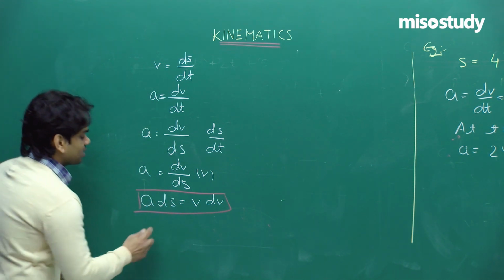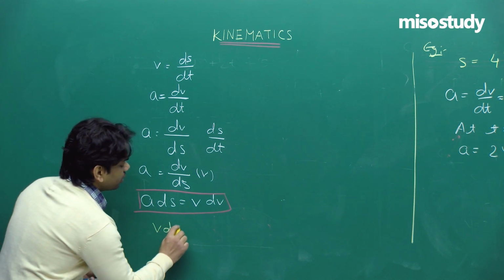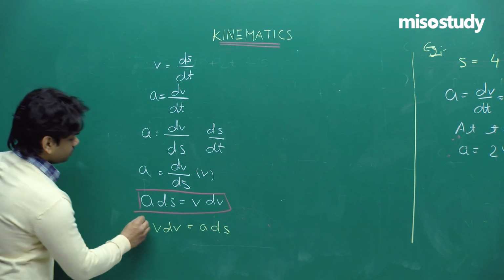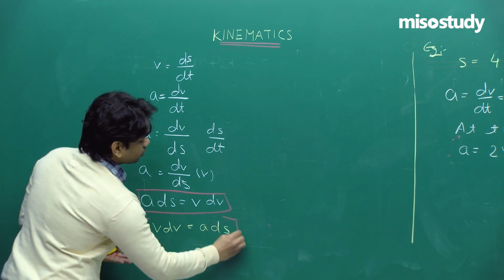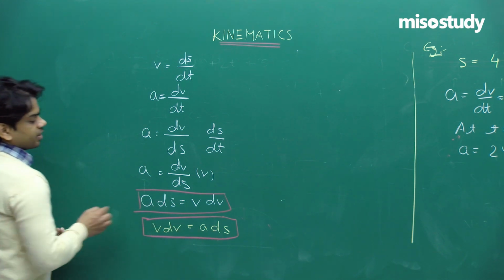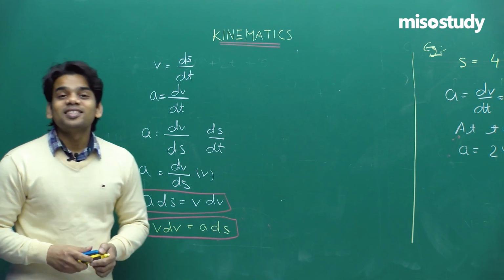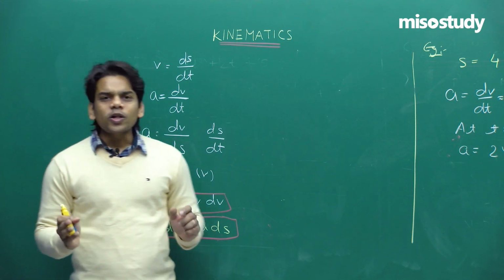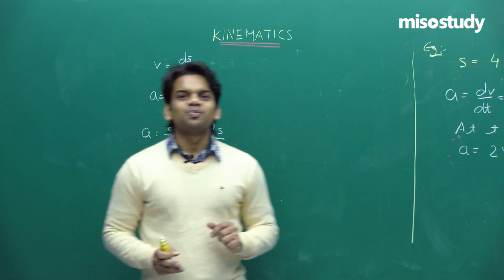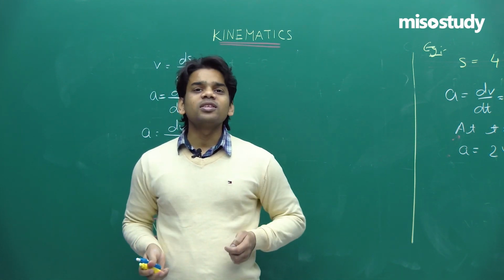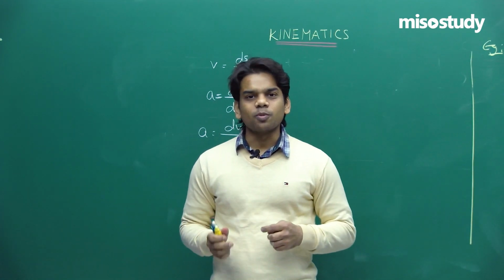You can also write the same thing as v dv is equal to a ds. That won't make any big difference. The same relation can be written in this form also. This gives us the relation between velocity, displacement and acceleration. These were all the basic points about acceleration, speed, velocity and displacement. And after this class, I believe you will be practicing questions based upon all this.